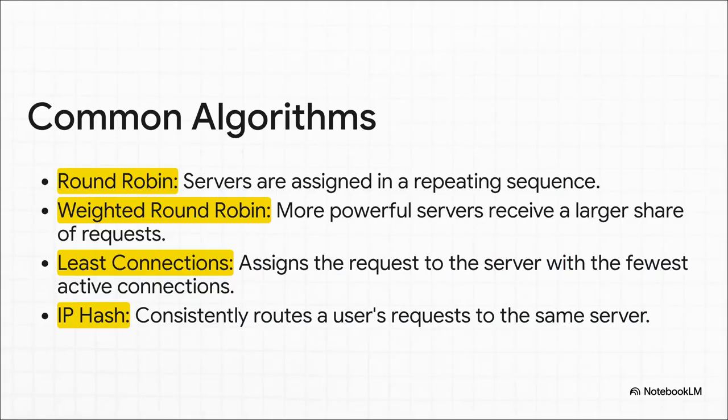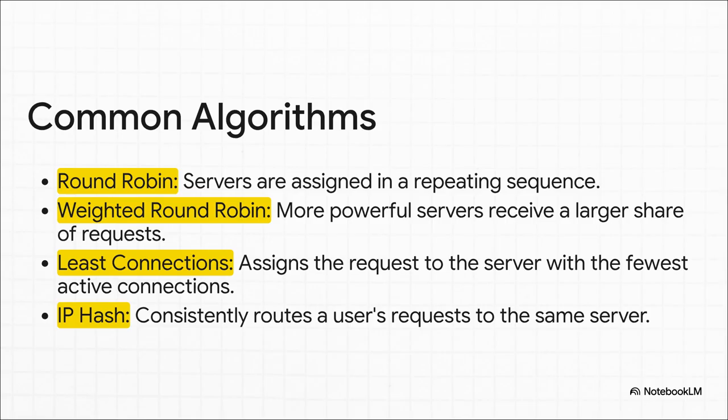Round robin is the most basic. Just take turns. Weighted round robin is a variation for when your servers aren't all the same size. The more powerful servers get more traffic. Least connections is a really smart one. It sends the new request to whichever server is the least busy right now.